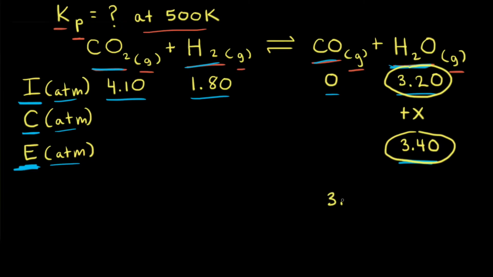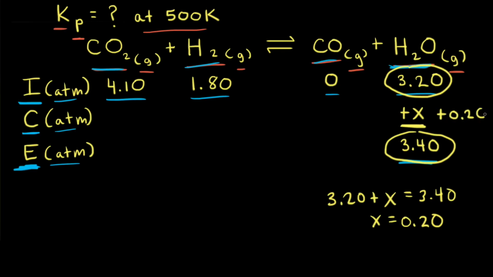3.20 plus X must be equal to 3.40, so X is equal to 0.20. The partial pressure of water increased by 0.20, and we could either write plus X on our ICE table, or we could just write plus 0.20. Now that we know the change in the partial pressure for H2O, we can use this information to fill out the rest of our ICE table.